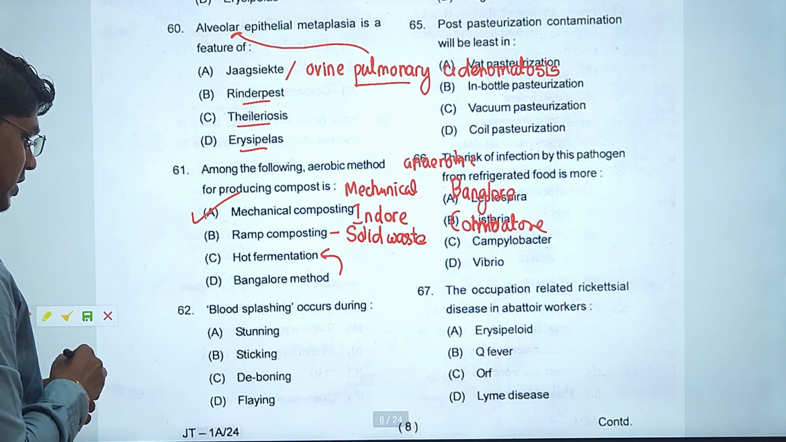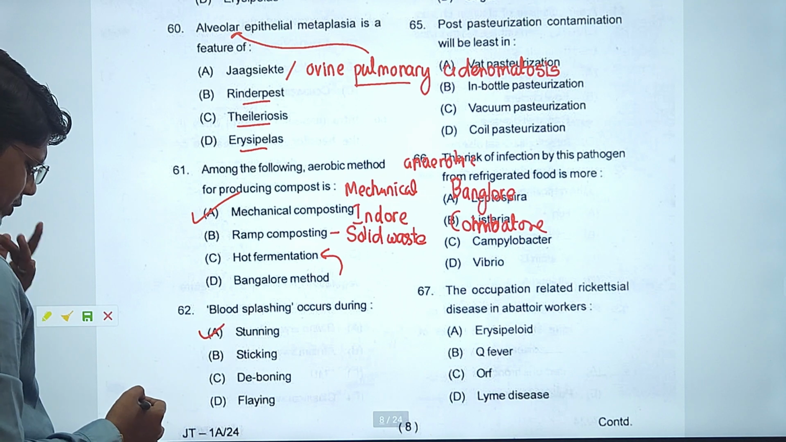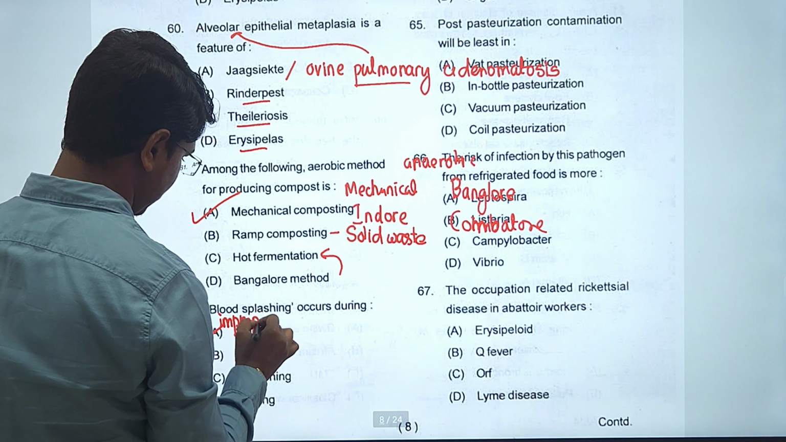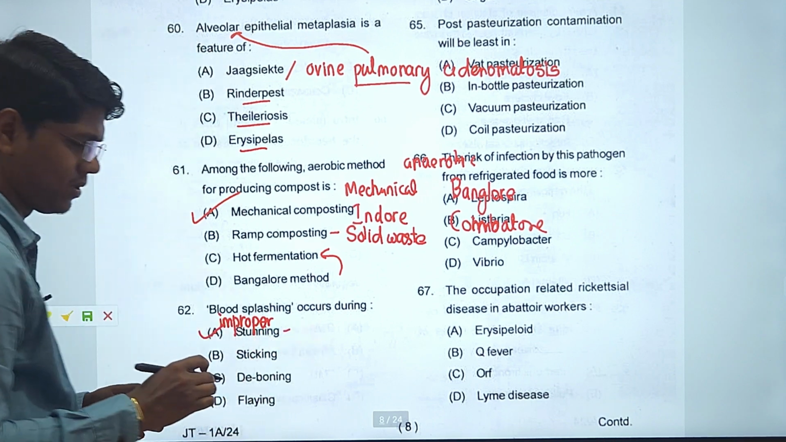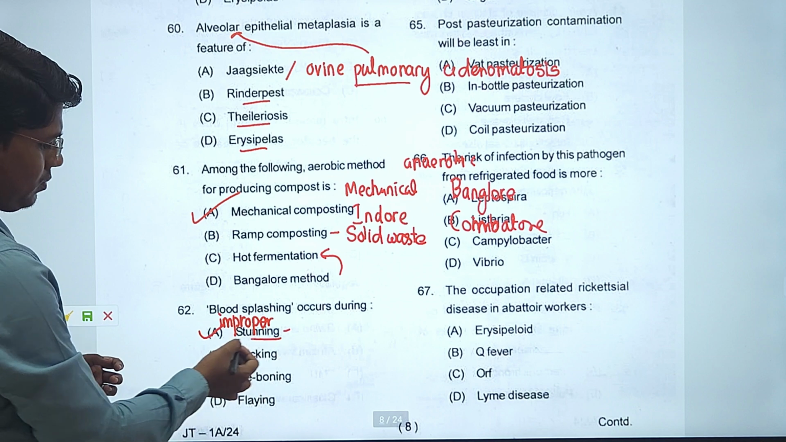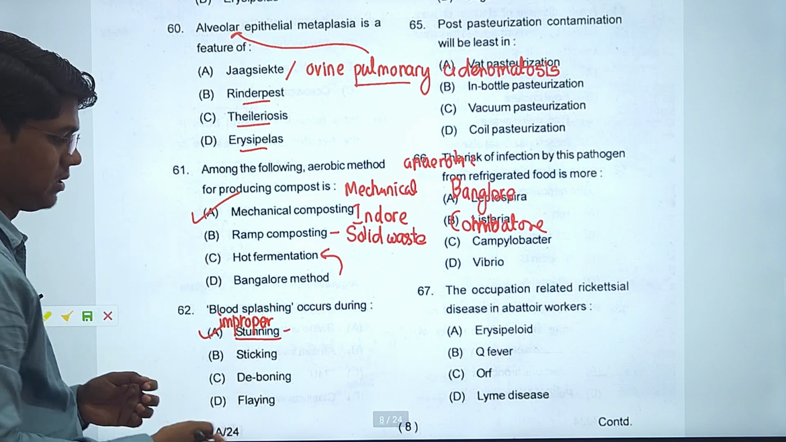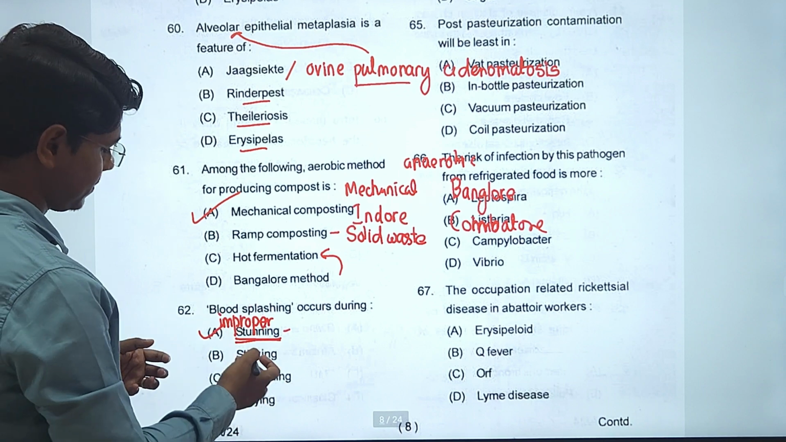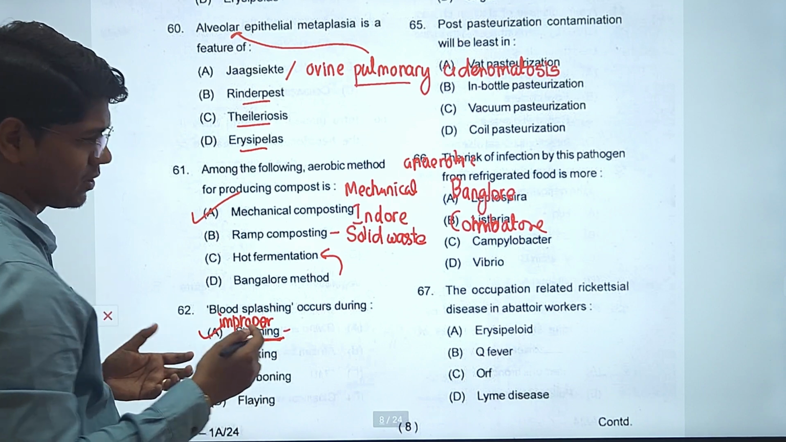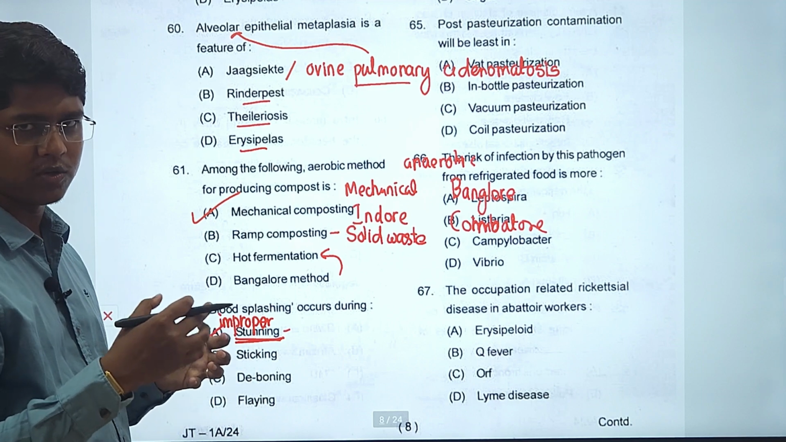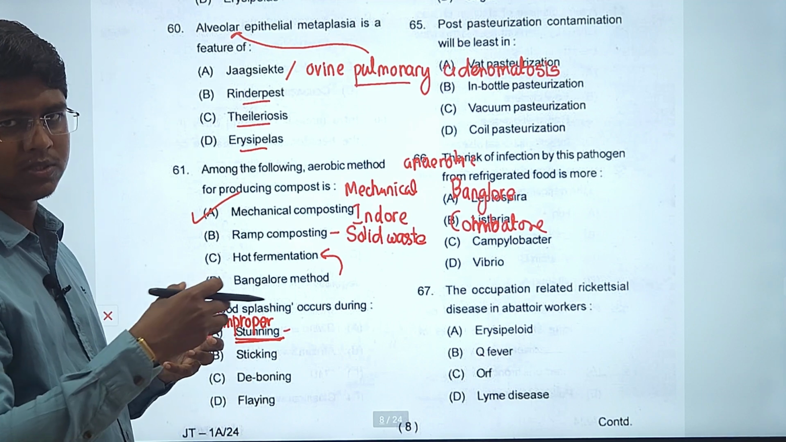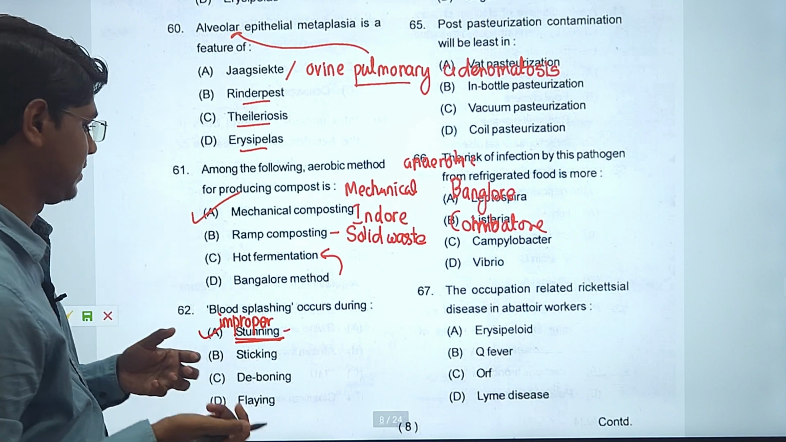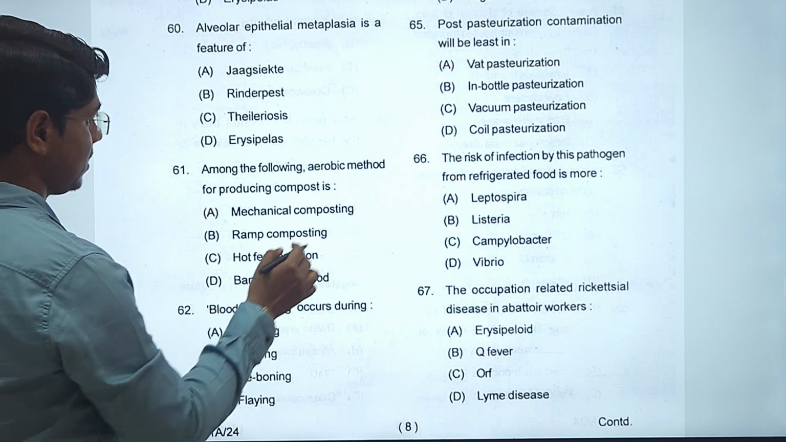Blood splashing occurs during stunning. The exact answer will be improper stunning. Stunning is basically a procedure just before the killing. You have to make the animal unconscious. That is stunning. Okay, this is a good abattoir practice under which it comes. So during improper stunning, if you are doing some stunning but the animal is not unconscious, it will increase the blood pressure, which will further rupture the smaller vessels in the muscle, causing the blood splash. Okay.